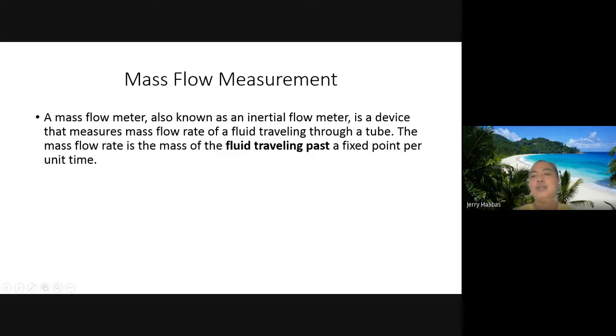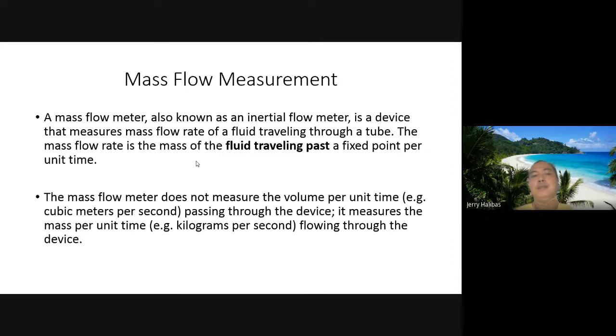Dahil mana na punta itong volumetric or total flow rate. So we go now to the mass flow rate. A mass flow meter, also known as the inertial flow meter, is a device that measures mass flow rate of a fluid traveling through a tube. The mass flow rate is the mass of the fluid traveling past a fixed point per unit of time.